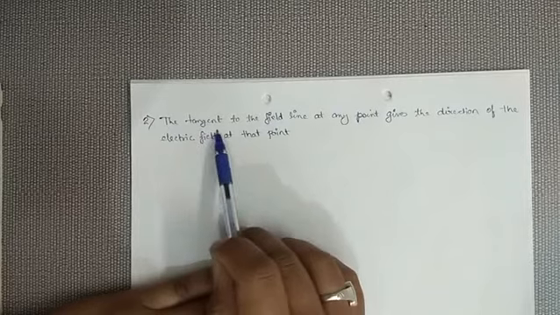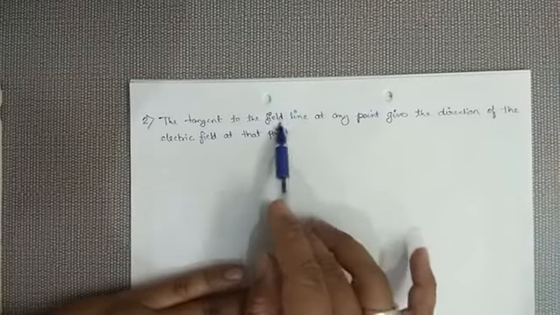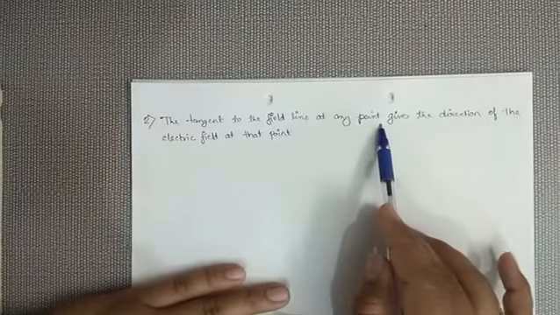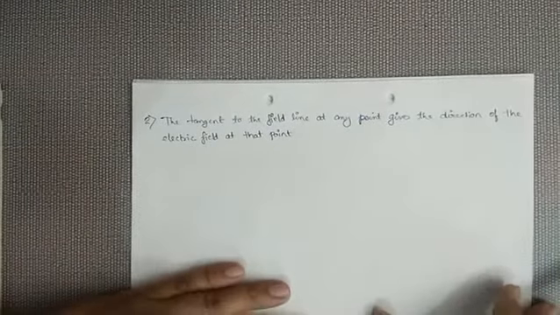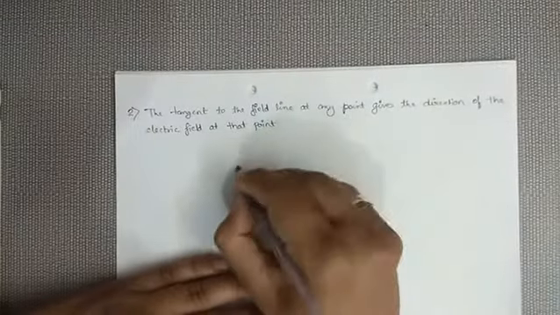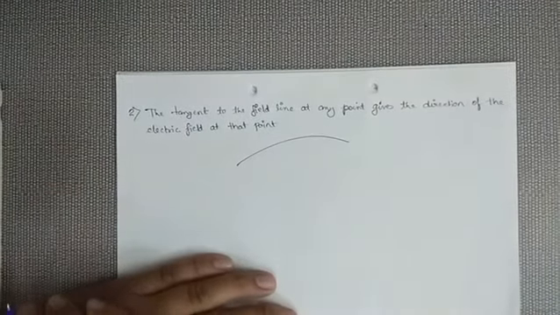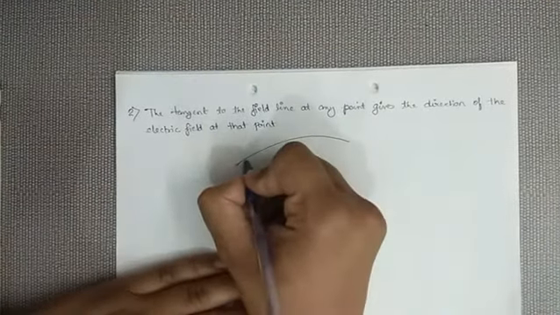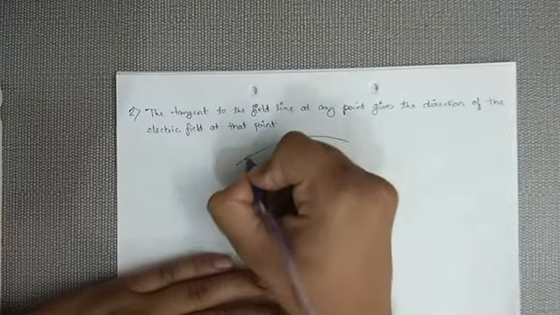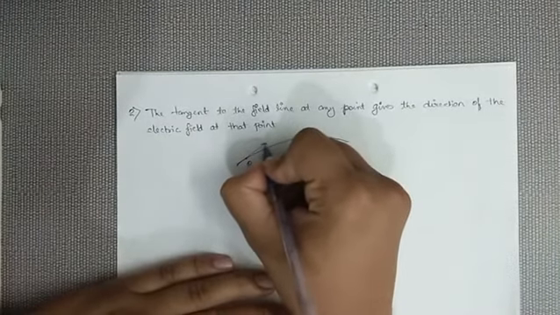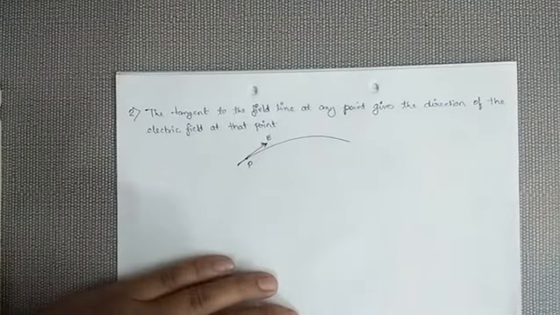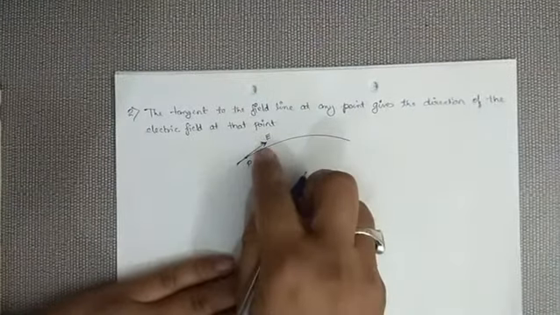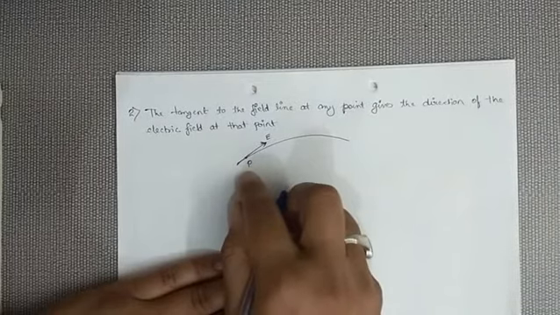So the second point is the tangent. The tangent drawn to this field line at any point will give us the direction of the electric field at that point. Now suppose this is an electric field line, and I draw a tangent at point P. This is point P, and one tangent is drawn at this point P. Then this tangent will give you the direction of the electric field E, with reference to the point P.